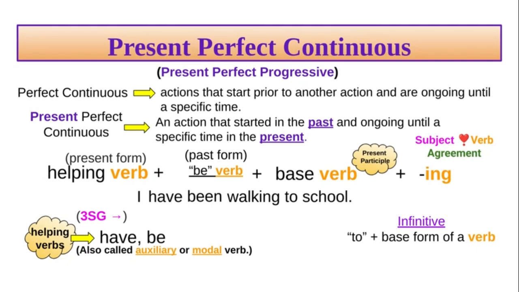Another example using the third person singular she. Here we have an exception in the third person singular. We're going to use the present form of the helping verb that agrees in the third person, has. Okay, third person singular, has. The past form of the helping verb be, been. The base form of the infinitive to talk with an ing ending. She has been talking for hours.